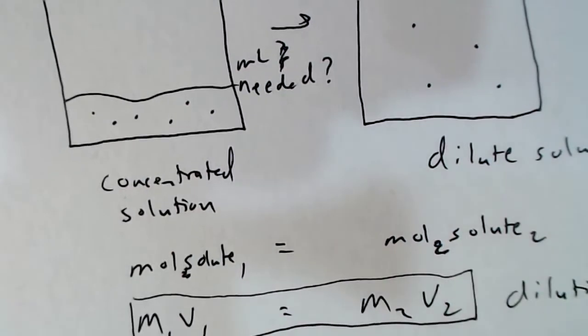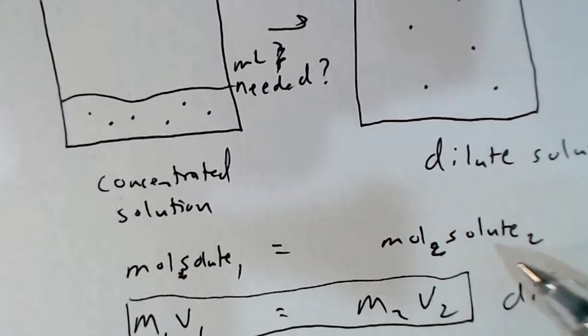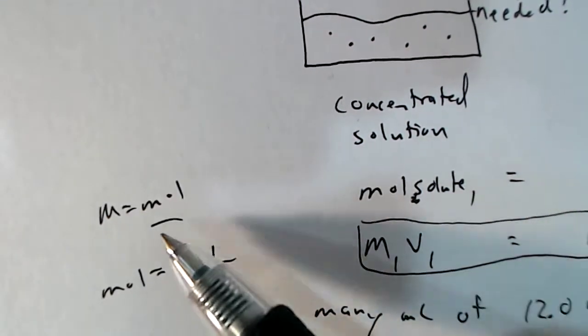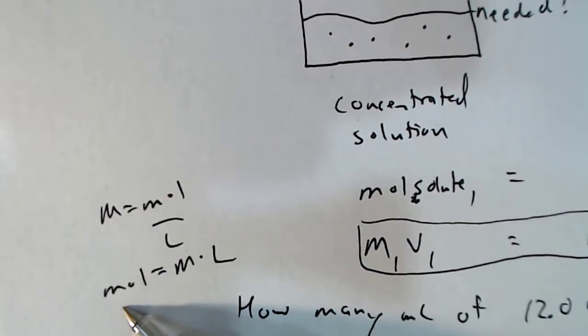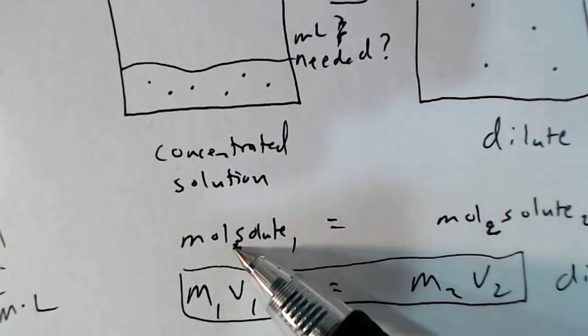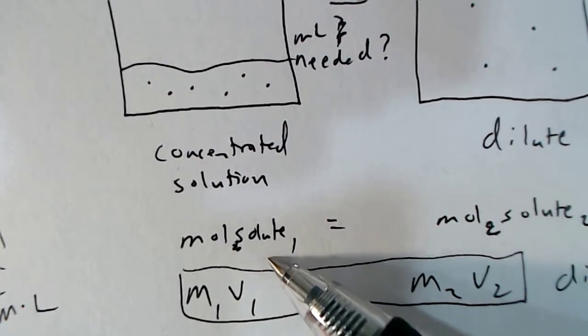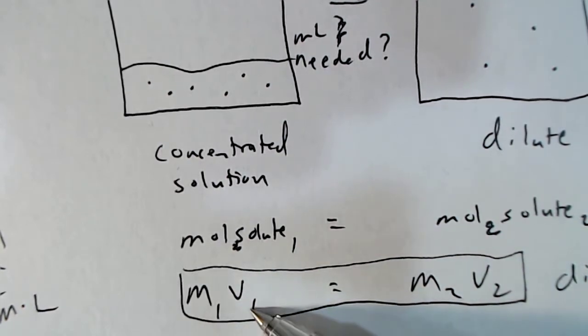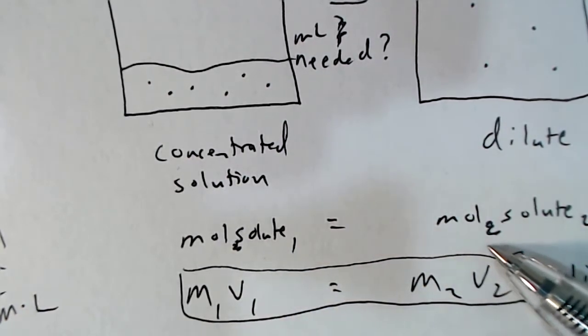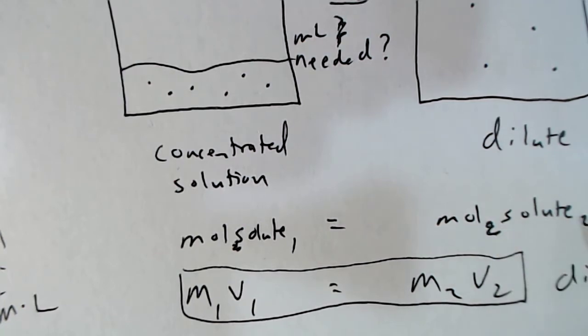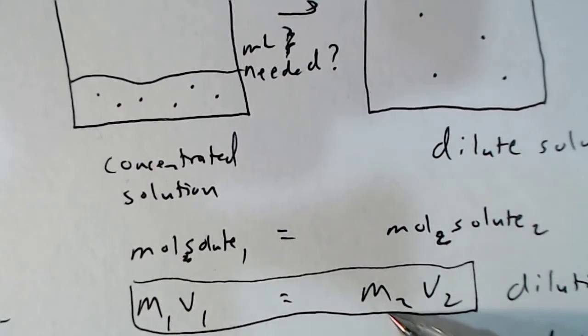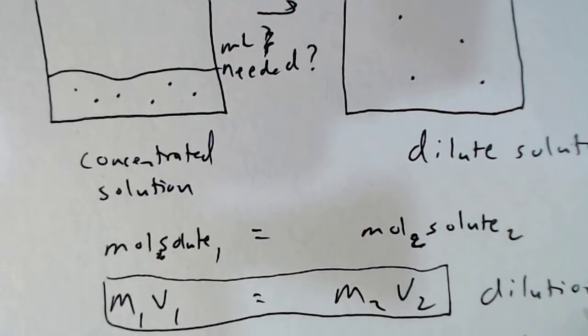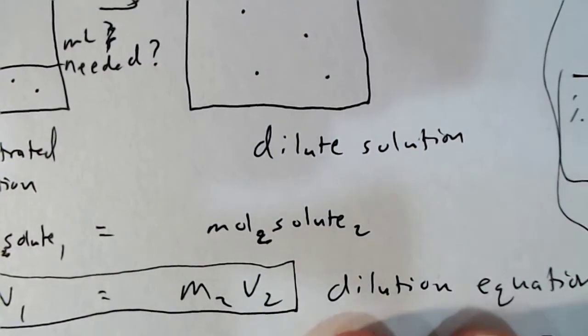And so the number of moles of solute at the beginning is equal to the number of moles of solute at the end. We also know that molarity is equal to moles over liters, so moles is equal to molarity times liters. So substituting for moles of solute at the beginning with molarity at the beginning times volume at the beginning, and substituting moles of solute at the end with molarity at the end times volume at the end, we get this equation, the dilution equation.